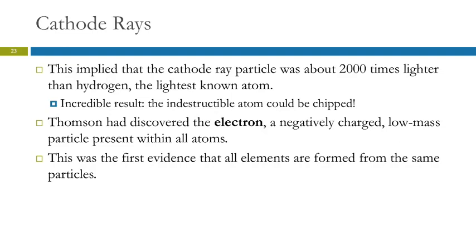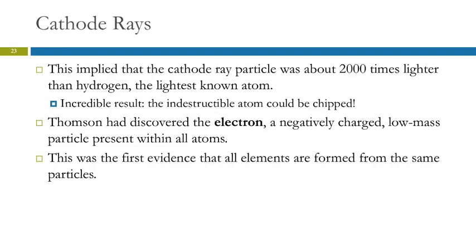This implied that the particles in that cathode ray were about 2,000 times lighter than hydrogen. Hydrogen is the smallest known atom. So if atoms are indestructible, how can you have a particle that's smaller than an atom? This was a big deal. This was incredible. They thought of it as, okay, we took the indestructible atom and somehow we're chipping a little piece off of it. So we can take a little piece out of the atom. So this was a big deal.